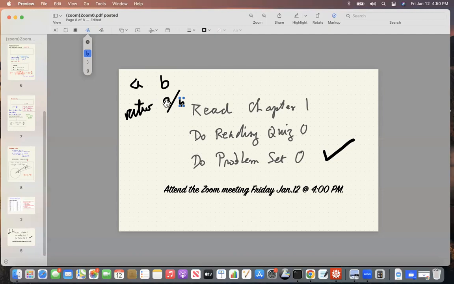Now, A is a number with a unit. B is a number with the same unit. So you're going to have a unit in the numerator and the very same unit in the denominator. So the units cancel. So it'll just be a number. So a ratio will just be a pure number. And so how do you put that in Lon-capa? Well, in the answer box, you just type that number. And no unit.